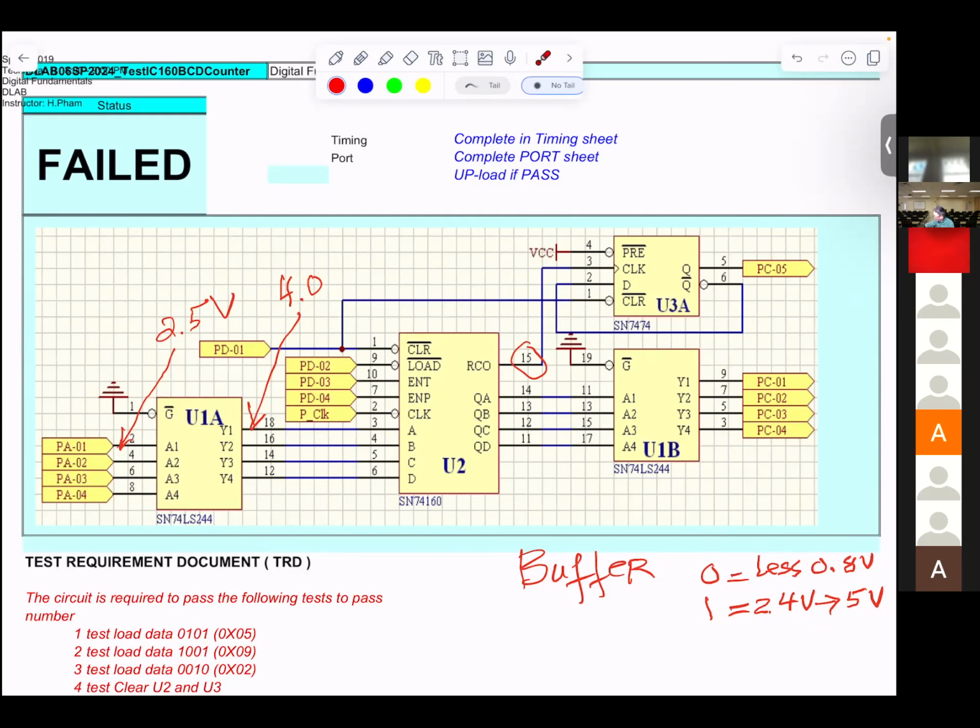So when you try to clear, this is the clear right here. They go into clear of U3A. That means at the beginning, the output here will be 0 when you clear. So when you run the test counting up, when the counter goes up to number 9, this line here is normally 0. And now when they go up to number 9, they go to 1.